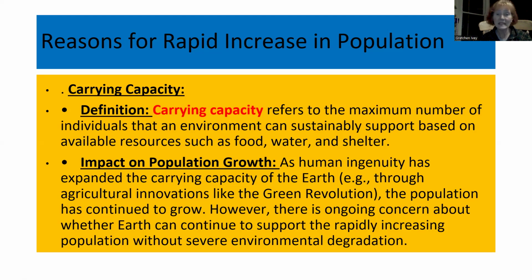Human ingenuity has expanded the carrying capacity of the earth. So through inventions, through agricultural innovations like the Green Revolution, the population has continued to grow because more people can occupy a certain area of the earth because of greater efficiency in the land. However, there is ongoing concern about whether the earth can continue to support the rapidly increasing population without severe environmental degradation. And we are seeing the effects of climate change.